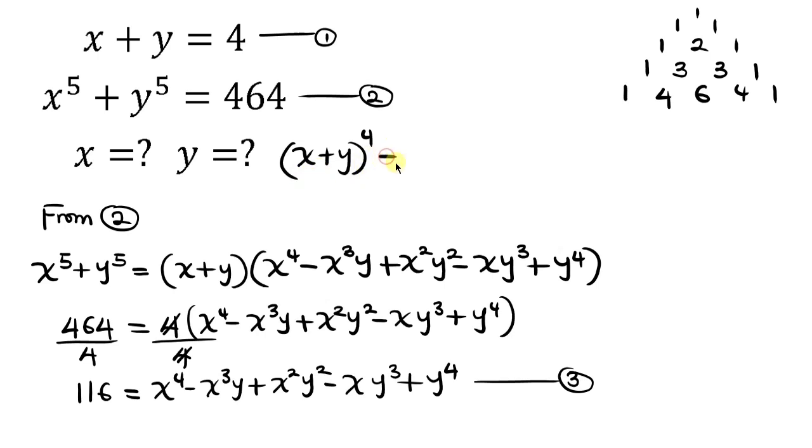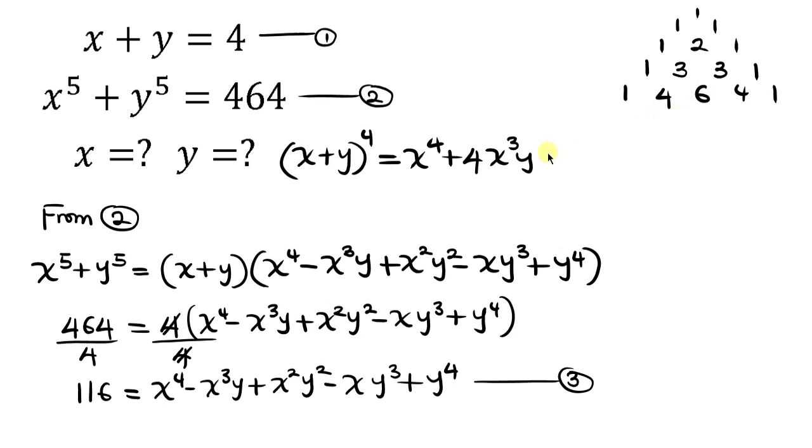So this is equal to, starting with x, x to the 4th. The coefficient is 1, which is what we have here. So the next coefficient will be 4. So plus coefficient 4. The power of x reduces to 3, then the power of y increases to 1.